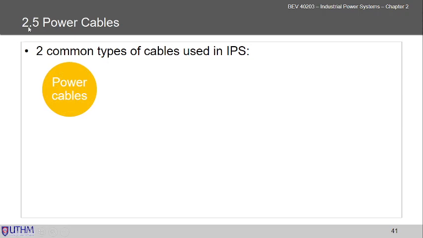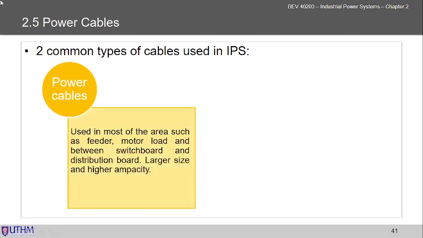So now we go for the power cables, Section 2.5. Normally what we can see in the factory is that there are two types of cables they use. One is the so-called power cable, and the power cable, as implied by the name, is used for handling the power. For example, you have laid the cables from the feeder to the MCC. That cable is the power cable.